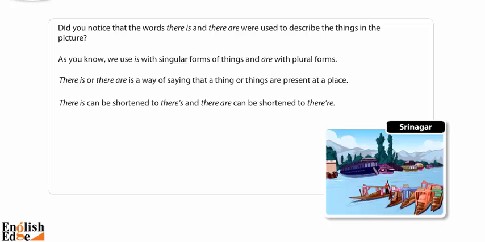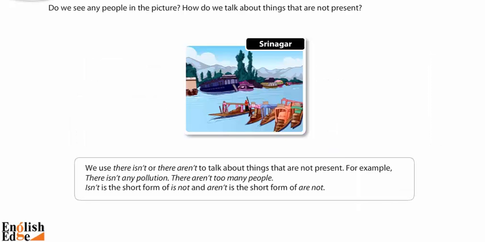There is can be shortened to there's, and there are can be shortened to there're. So we can say, there's a lake near the town. There are houseboats on the lake. Do we see any people in the picture? How do we talk about things that are not present?